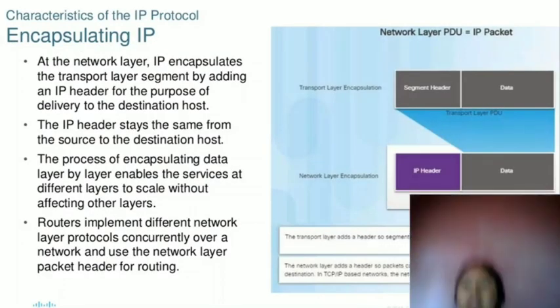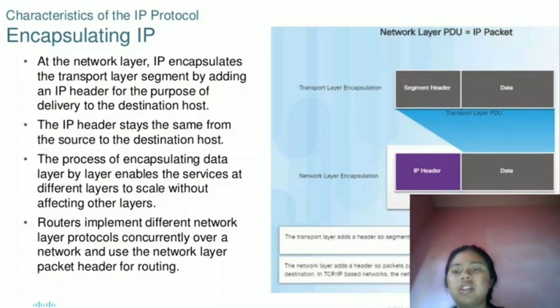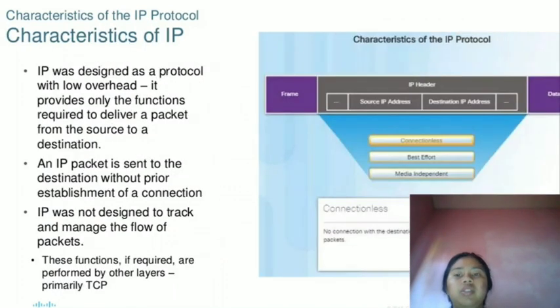Encapsulating IP. IP encapsulates the transport layer segment by adding an IP header for the purpose of delivery to the destination host. The IP header stays the same from the source to the destination host. The process of encapsulating data layer by layer enables the services at different layers to scale without affecting other layers. Routers implement different network layer protocols concurrently over a network and use the network layer packet header for routing.